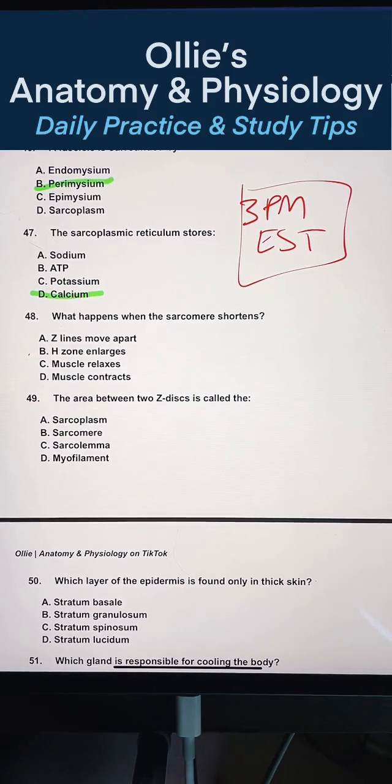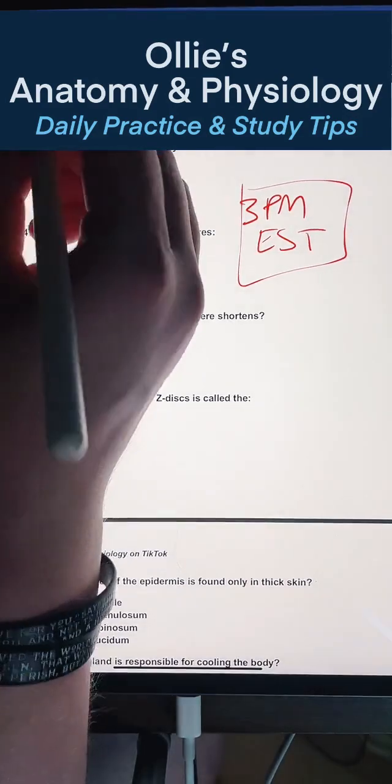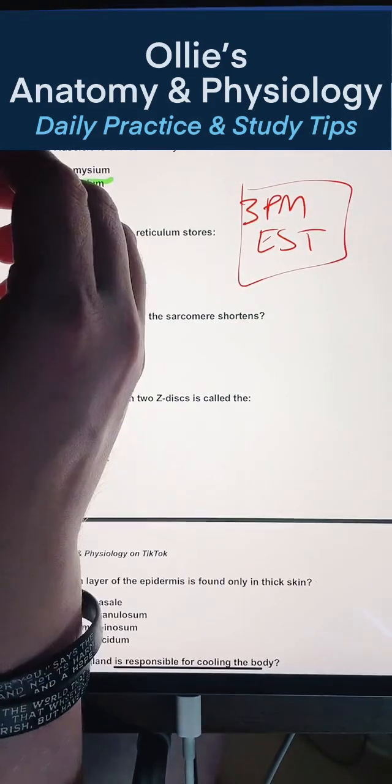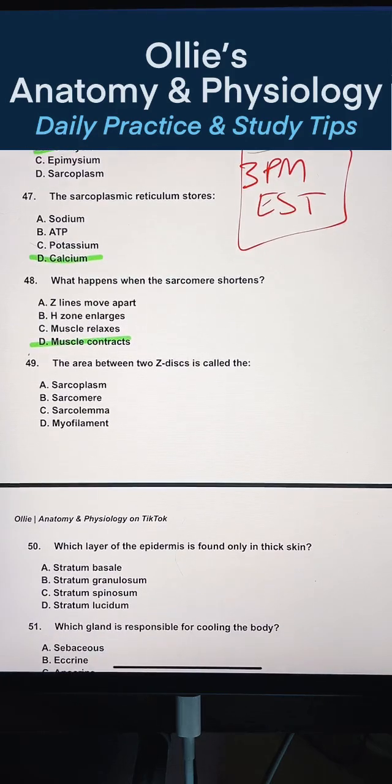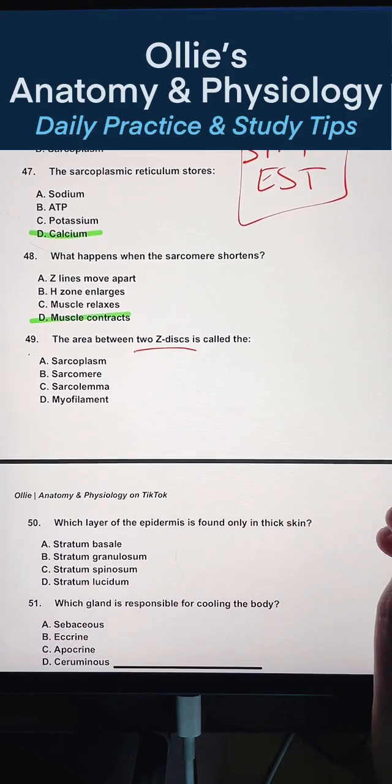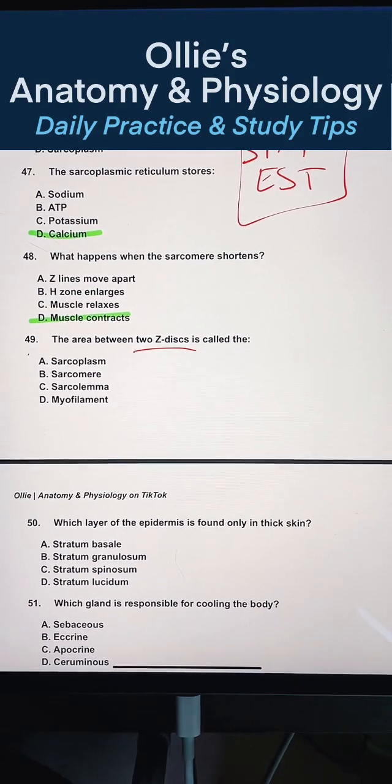Number 48, the answer is D. The muscle contracts. When you shorten a muscle, you contract the muscle. When the Z lines move apart, that's false. They move closer. The H line actually shrinks, and the muscle relaxes. That is the opposite of contraction. But number 49, the area between 2 Z discs is called what? A, B, C, or D?